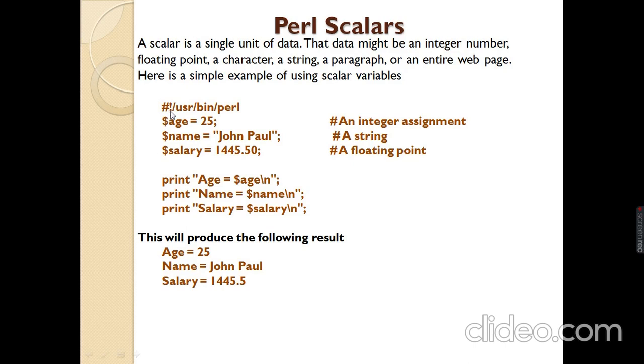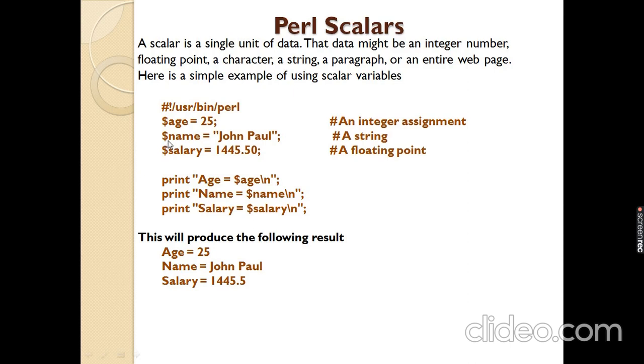We have hash, exclamation mark, and the interpreter path. The first line of the program is the Perl interpreter path, which is also called the shebang, at the beginning of the script. Thereafter we have used the dollar symbol and age. Age is the variable and it equals 25. 25 is the value, and we have mentioned a comment line with the help of the hash symbol. You can see an integer assignment.